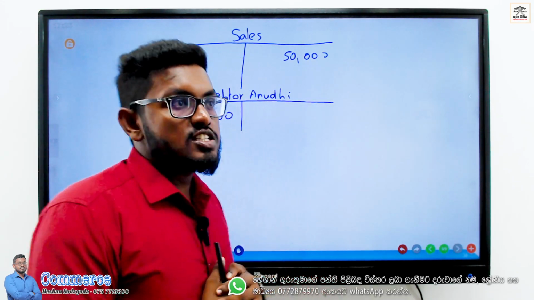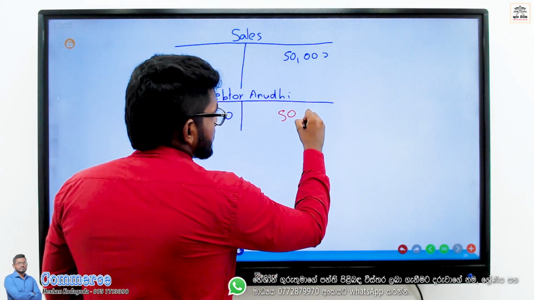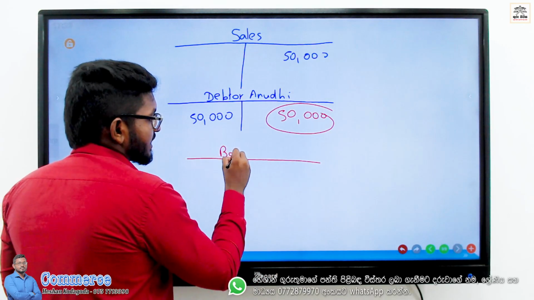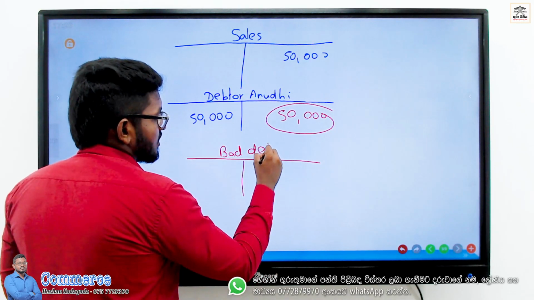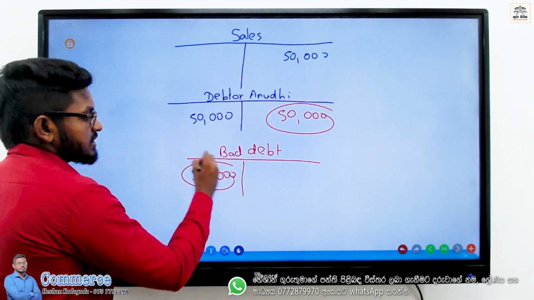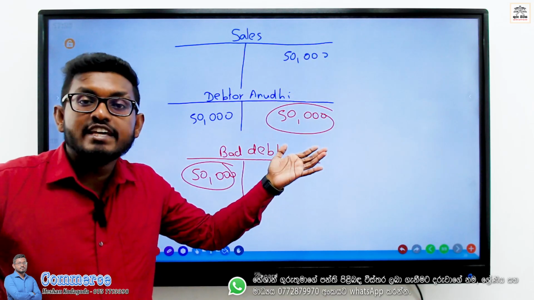Right? Adjustment. So what do we do? I credit the debtor Anudhi account 50000. Bad debts account, I will explain this in grade 11 later. Right? Bad debts account debit 50000. This is an expense. Bad debts is an expense.